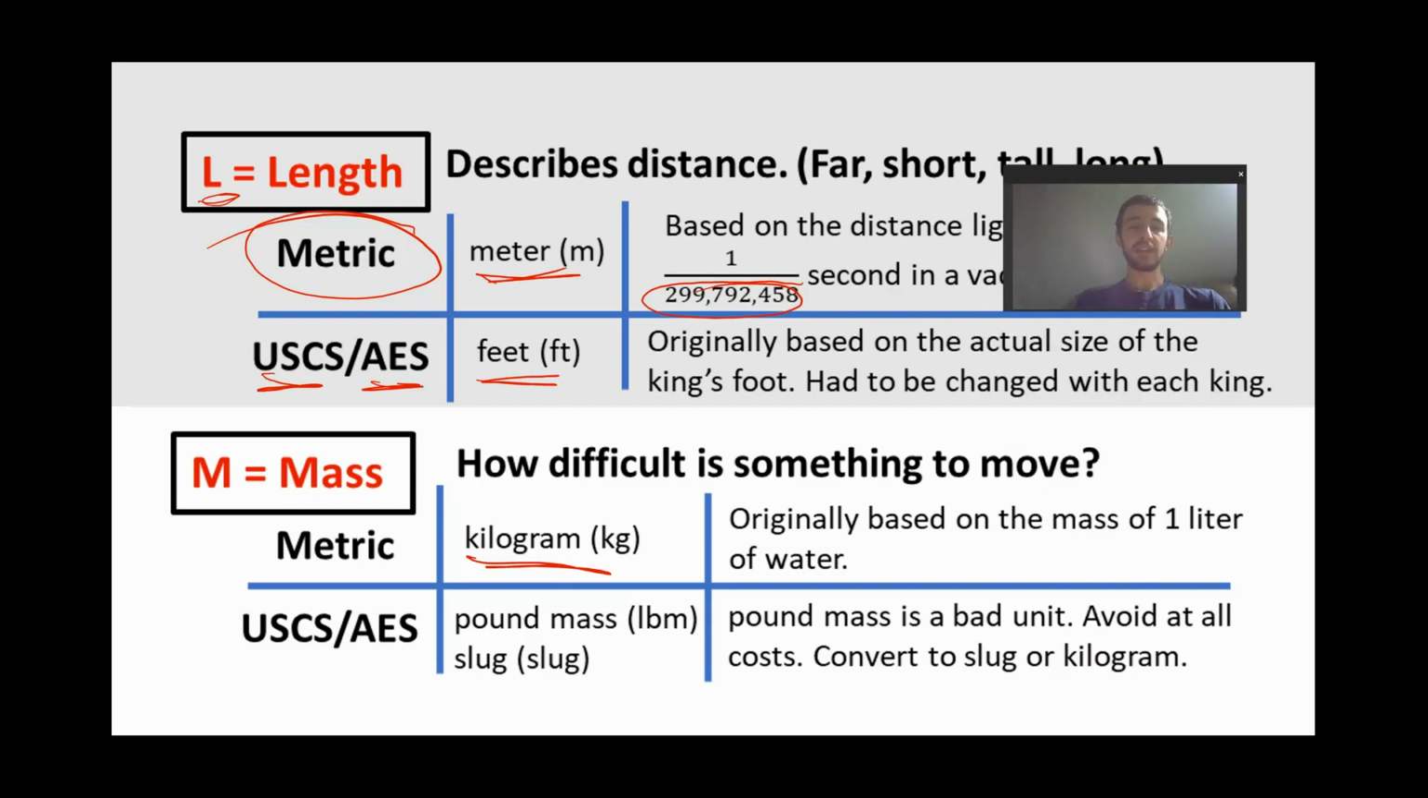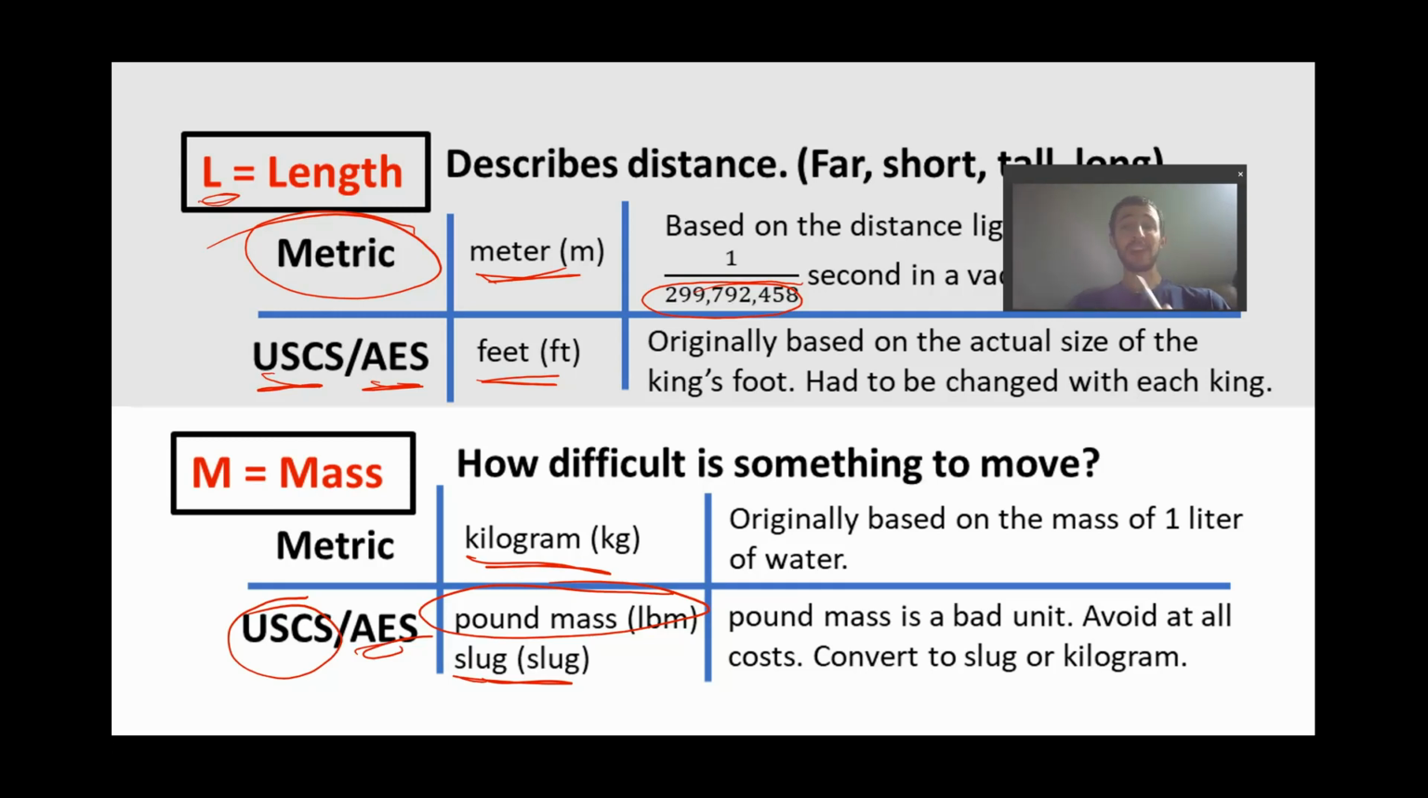And the pound mass is the USCS unit of mass, and it's terrible. I'm just going to skip it for a second and go on to the good one. And then the AES, the American Engineering Standard, has the slug. Okay, so that's pound mass for the USCS. AES is the slug. Pound mass is a bad unit. Reason? It only exists because most people in the United States of America didn't know the difference between weight and mass. Maybe you didn't before today.